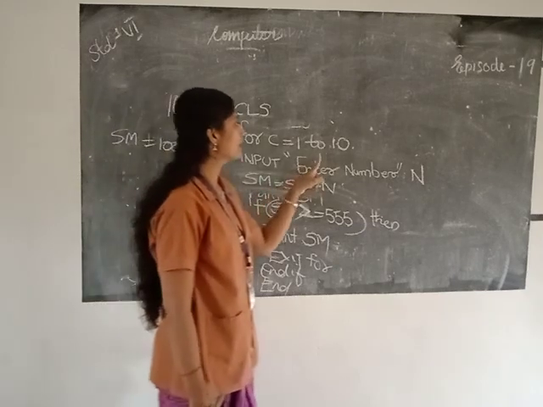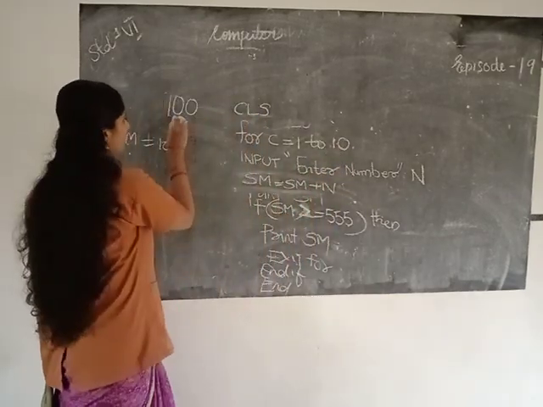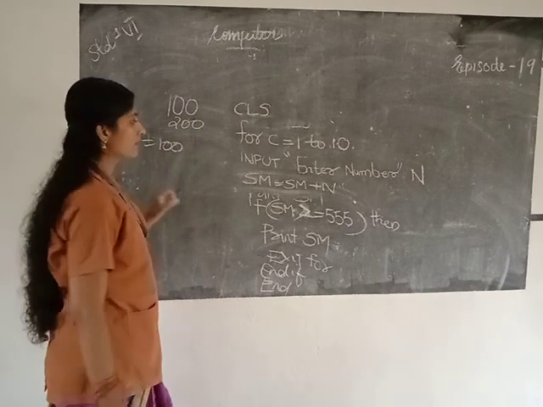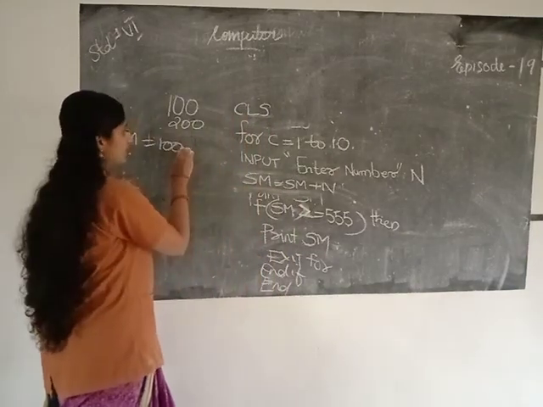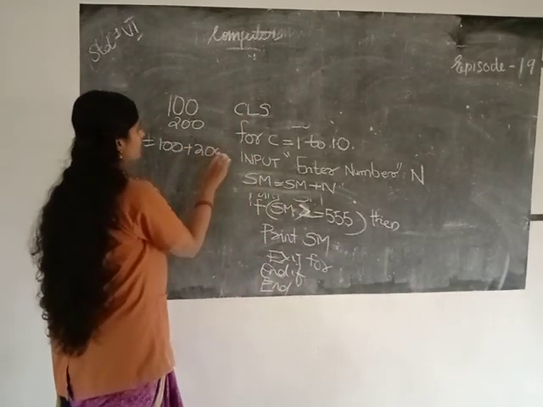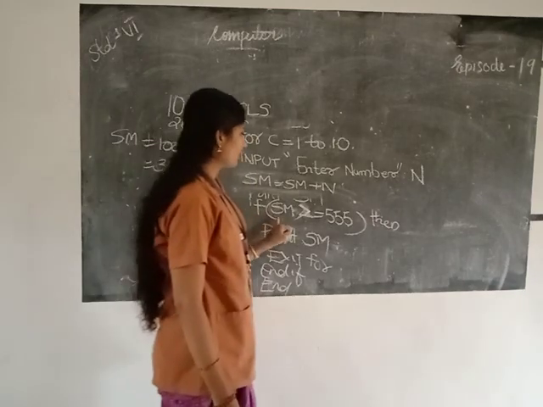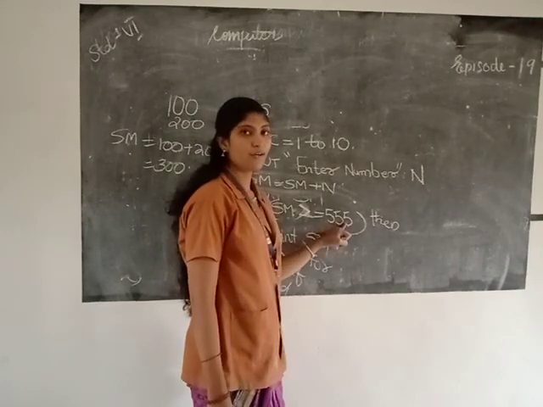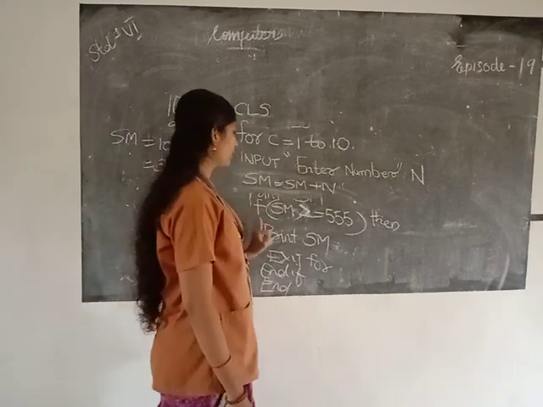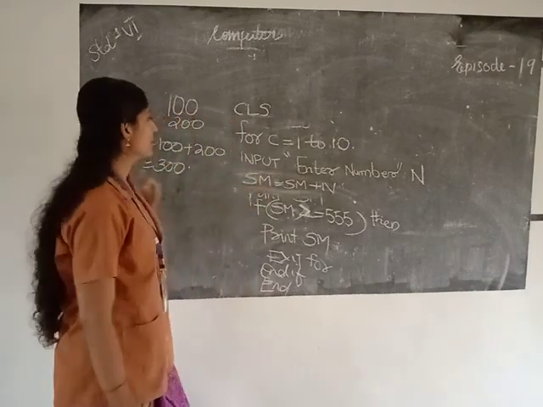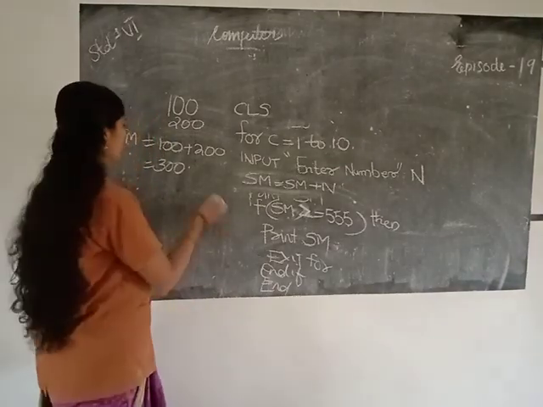Then again the counter value is incremented by 1, so that we add another number, that is 200. So the value of sum is equal to sum plus n. Now the value of sum is 100, so 100 plus 200 is equal to 300. Then again check sum greater than or equal to 555. If the condition is false, go to increment the counter by 1. So the value of c is equal to 3.